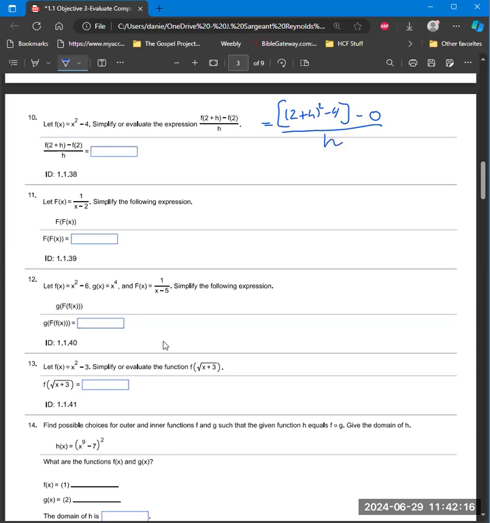So 2 plus h times 2 plus h is 4 plus 4h plus h squared minus 4 over h. 4 minus 4 is 0. Factor out the h, and that's going to be 4 plus h over h. Remember that h can't be 0 here because of the domain. So we're allowed to cancel that out and say that this is 4 plus h, or h plus 4. Just remember h right now cannot be 0.